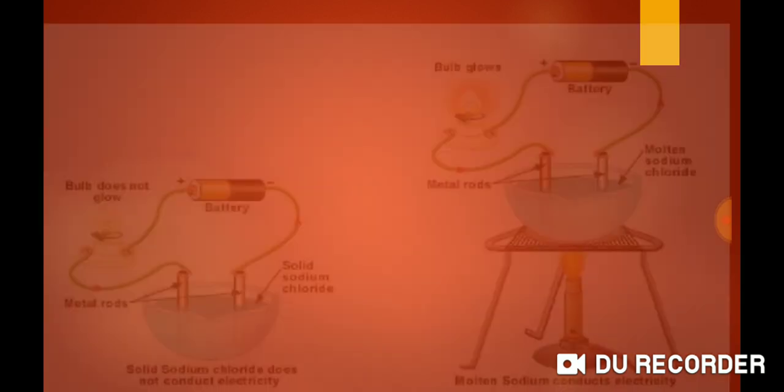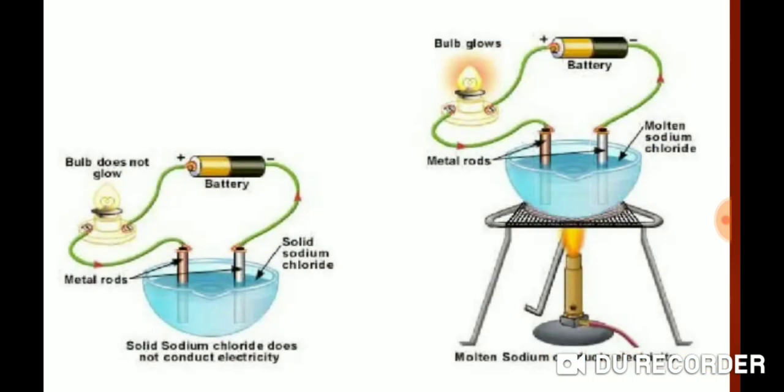So that is what we have all about the reactivity series. Now let us see what happens when we connect a battery to a bulb and the electrodes. Here you can see we are using solid sodium chloride. Here in a container we connected a cell and a bulb.